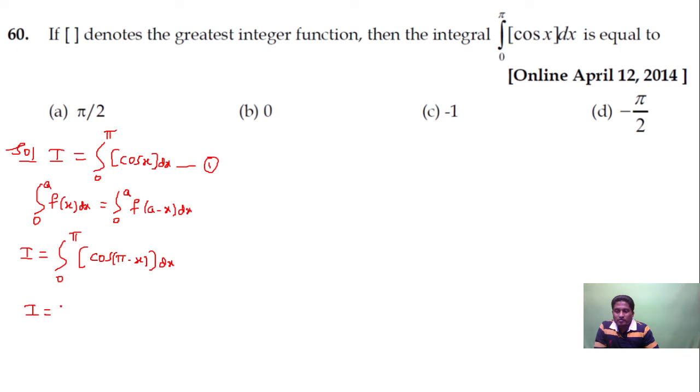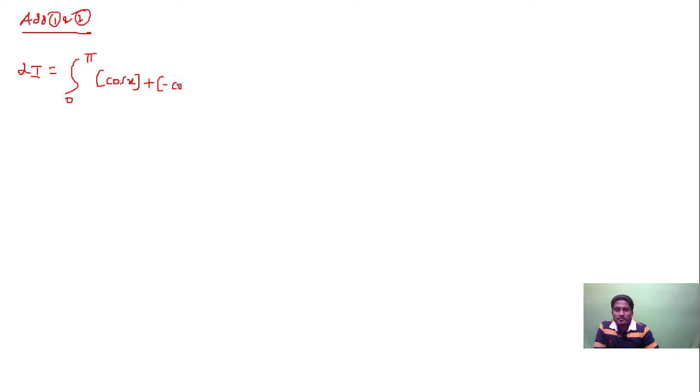I is equal to 0 to pi. Cos of pi minus x is minus cos x. Call this equation 2. Now if I add equations 1 and 2, I plus I will be equal to 2I, and this is equal to 0 to pi, floor of cos x plus floor of minus cos x, dx.